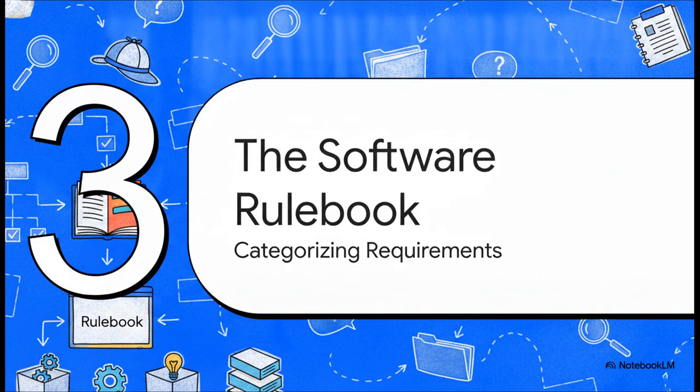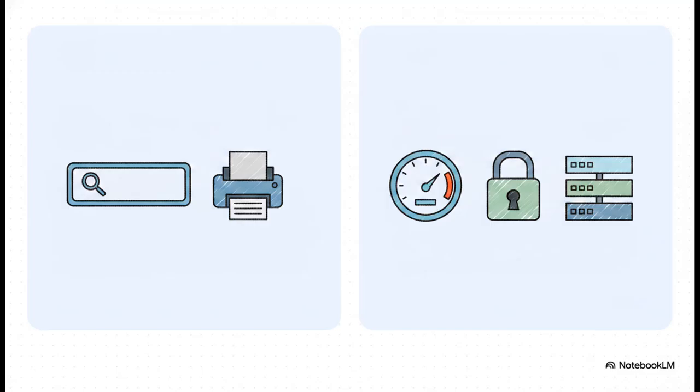That brings us to section 3, the software rulebook. Once all those clues are gathered up, the detective has to strictly categorize them so the developers know exactly what to build. The absolute crucial point here is understanding the difference between functional requirements and non-functional requirements. Functional requirements define exactly what a system does. Think of a search bar, or the ability to print a sales report. Non-functional requirements, on the flip side, dictate how well it does it. This covers all those implicit expectations, things like speed, security, and storage capacity.